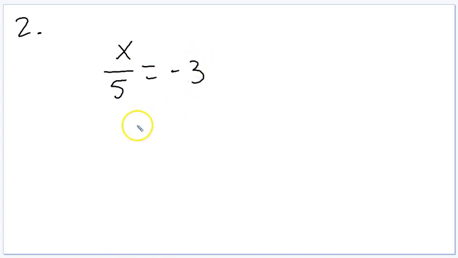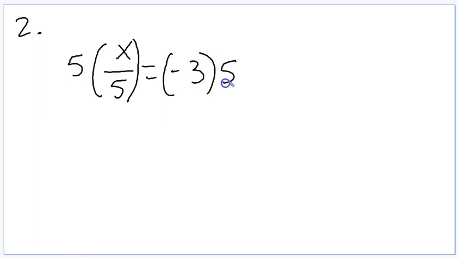Moving on to number 2. We've got x over 5 equals negative 3. Okay, so we're doing the same exact thing. So we've got division in the problem, okay? So we have to do the opposite. Therefore, we are going to multiply both sides by 5, okay? Multiply both sides by 5. That's going to keep it equal.